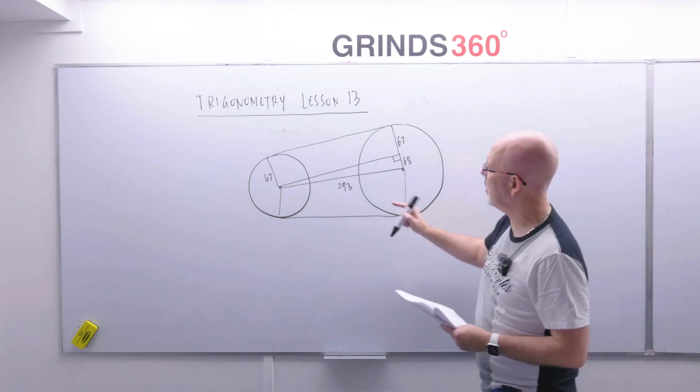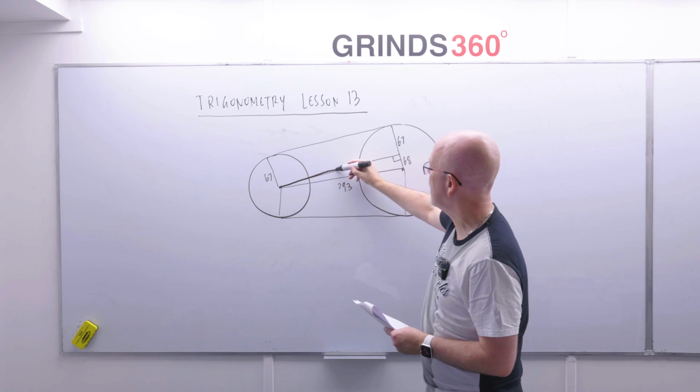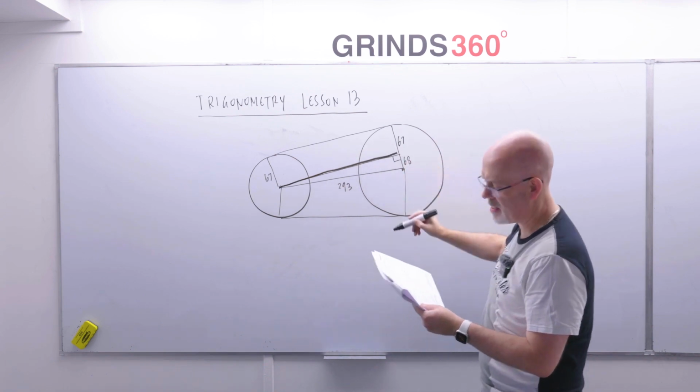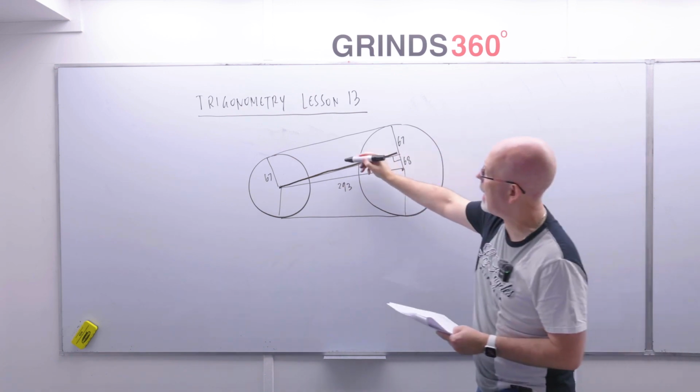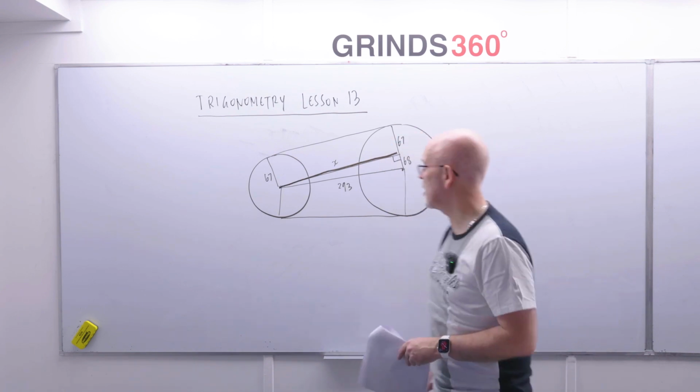So in this diagram here, there's the 293, there's the 68, okay, and there's the side I'm going to find here, PQR. Let me just call that x. So I can use Pythagoras' theorem. It's a right angle triangle. I know two of the sides, I can find the third one.